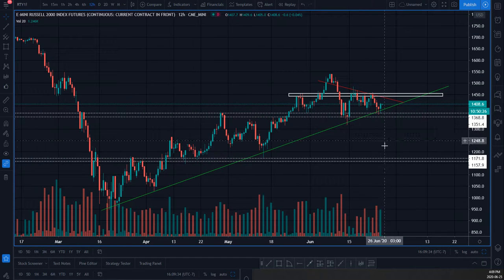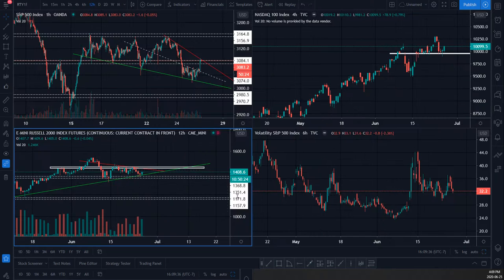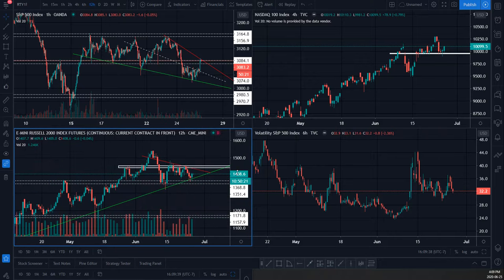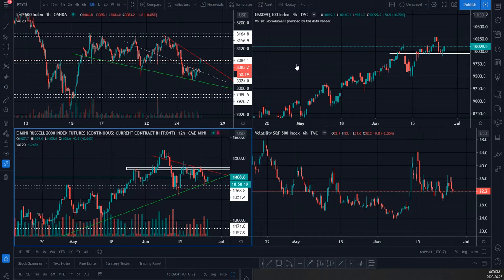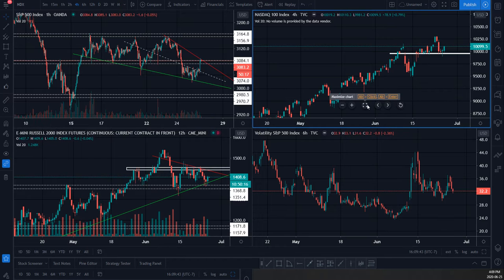We'll see how it goes. We got a nice little squeeze there. I'm currently not trading the Russell 2000, but it's a good way to analyze the overall risk sentiment and tolerance within the market. Quick look at the Nasdaq.